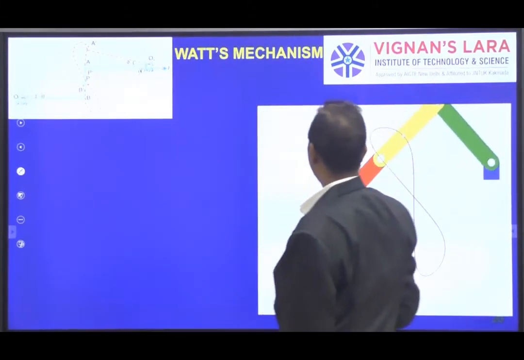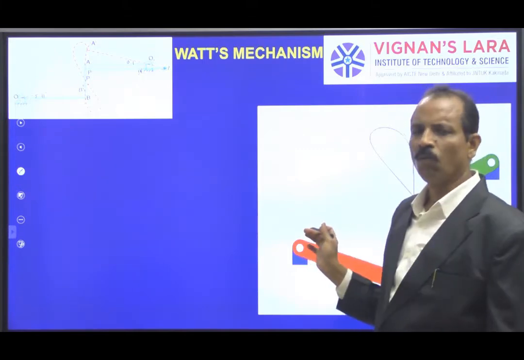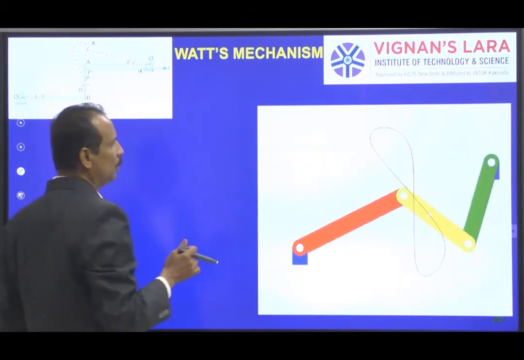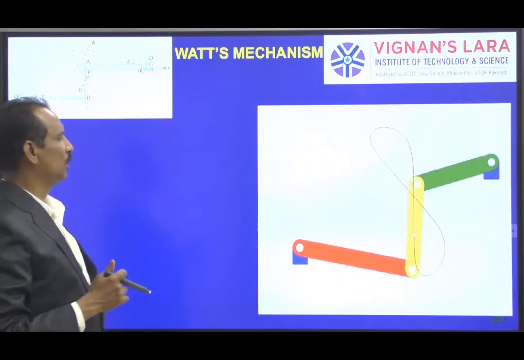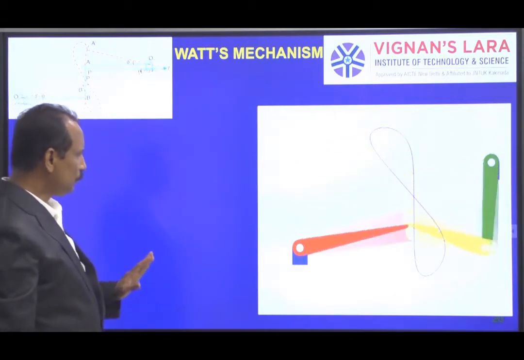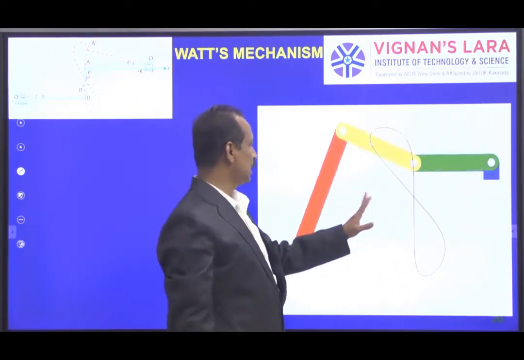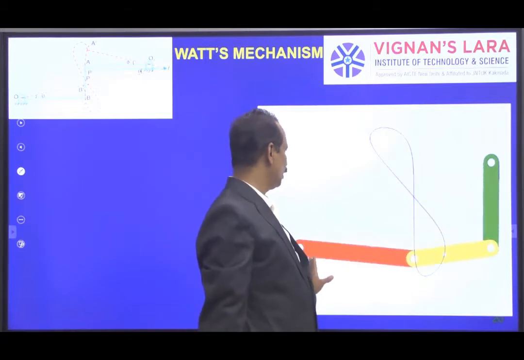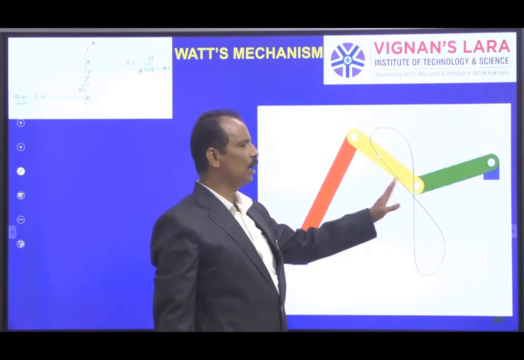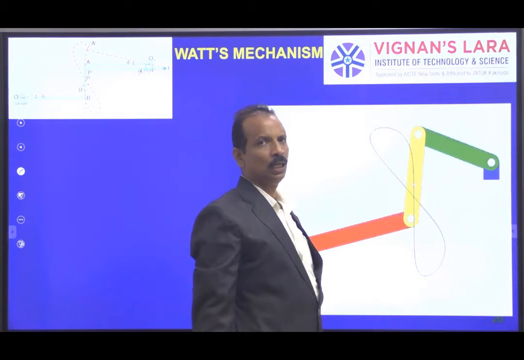Then let us see another mechanism, Watt's mechanism. This was the oldest mechanism used to obtain straight line motion, by James Watt. Here you can observe in this mechanism there are 4 links with 4 different colors. The blue one is the fixed link, the red and green ones are the input and output links, and the coupler is the middle yellow link.